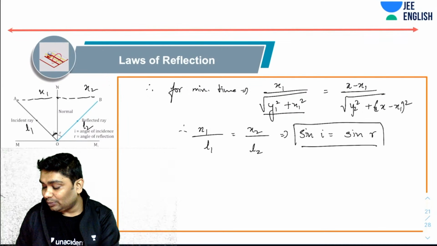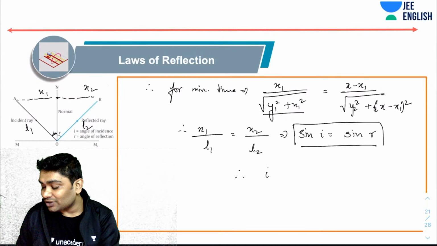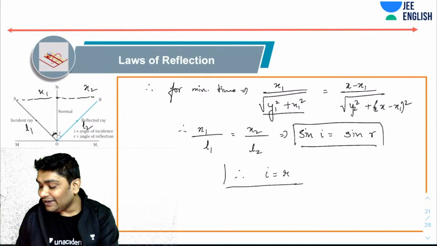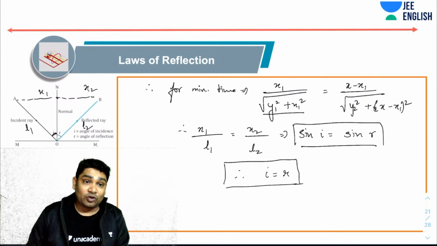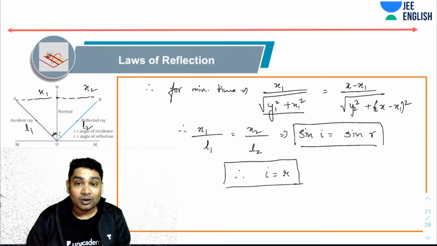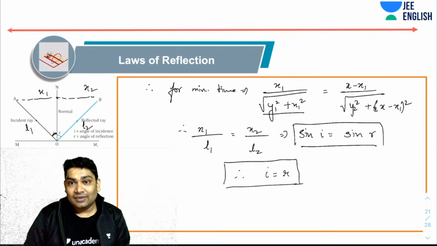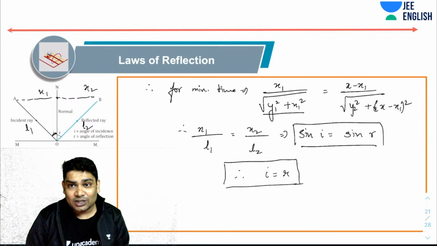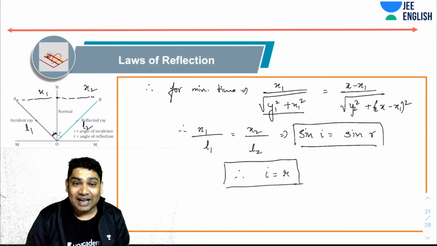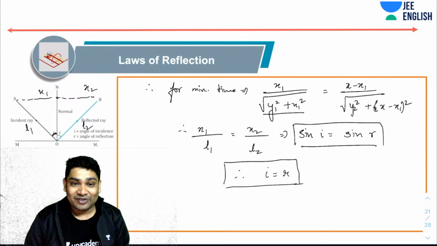So here is your proof of the law of reflection using Fermat's principle. The only way to reach from A to B in the least amount of time is to take such a path for which the angle of incidence would be equal to the angle of reflection. I'm sure most of you would not have seen this proof. You already learned that the angle of incidence is equal to the angle of reflection. Now today you know why. It can be mathematically proven with the help of Fermat's principle of least time.